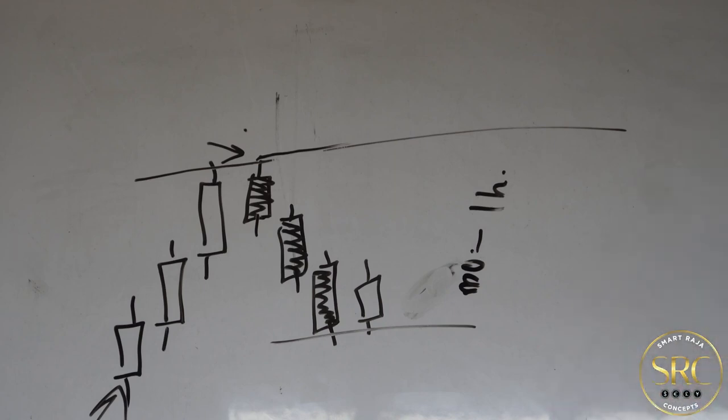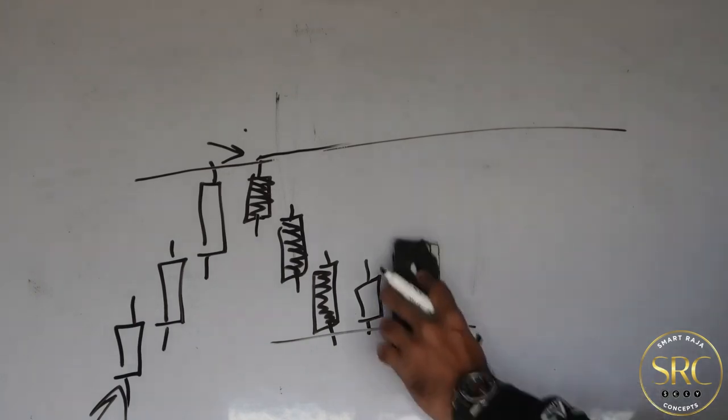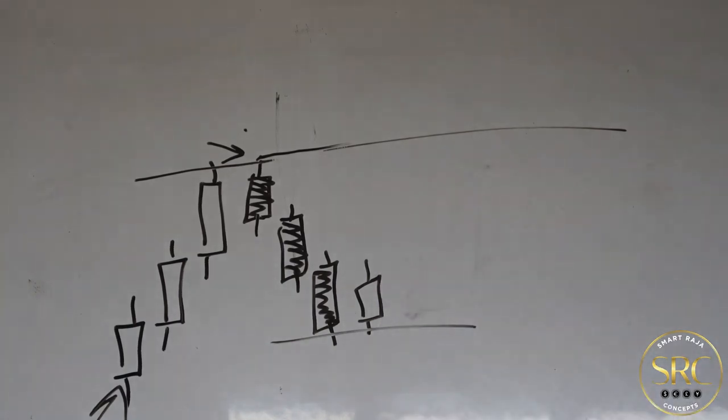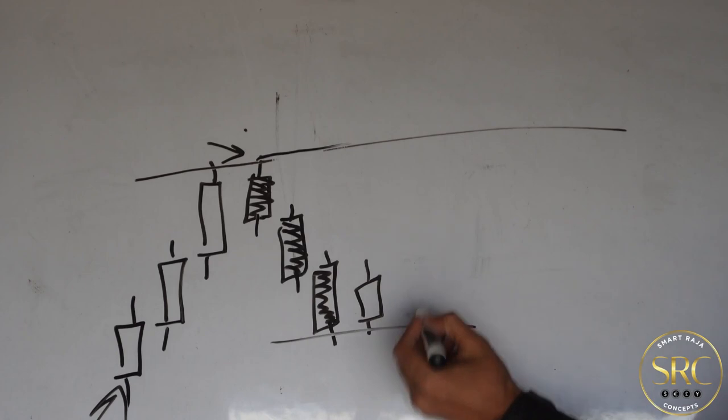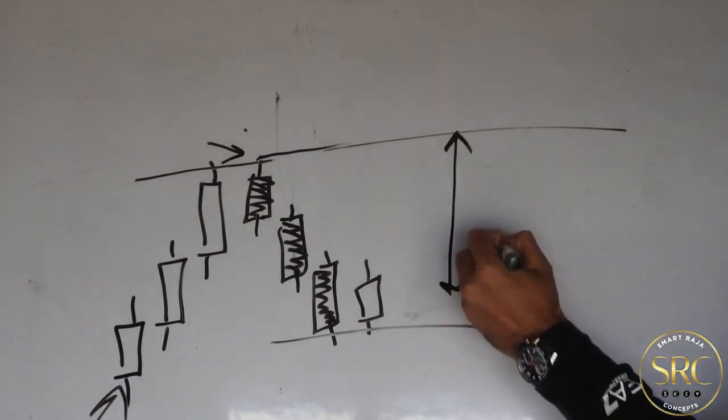Now, first things first, right? Your support is formed. You waited for the support to form in an uptrend. Perfect. You got your support formed. Now, at this point, you're measuring the range, right? Let's say this range on the 30-minute is about 30 pips.